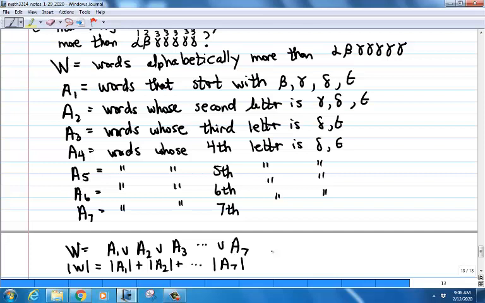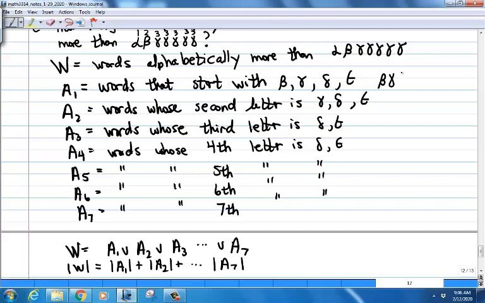Well, it's got to be in A1, right? So what does it have to start with? No, it's got to be in A1. You got to start with one of those things, right? So if you have a word that starts with beta, correct, but can it also fall in A2? Because A2 just says what? The second letter has to be what? So the second letter has to be gamma, correct?